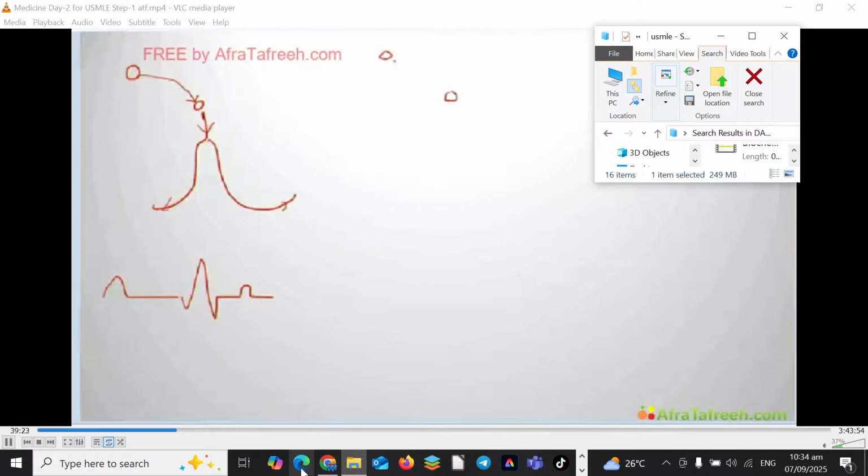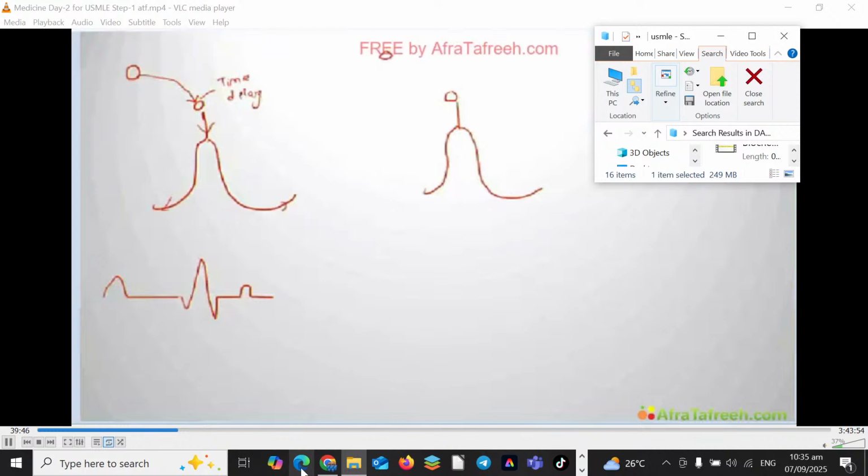What happens here is, from the SA node, AV node, you have the bundle of His, and again you have the 2 bundles, the right bundle and the left bundle. As I said, the AV node is the toll naka. AV node will result in the PR prolongation. When it reaches the AV node, there is a time delay. But what if it does not have to reach the AV node at all? What if it can go into the ventricles directly?